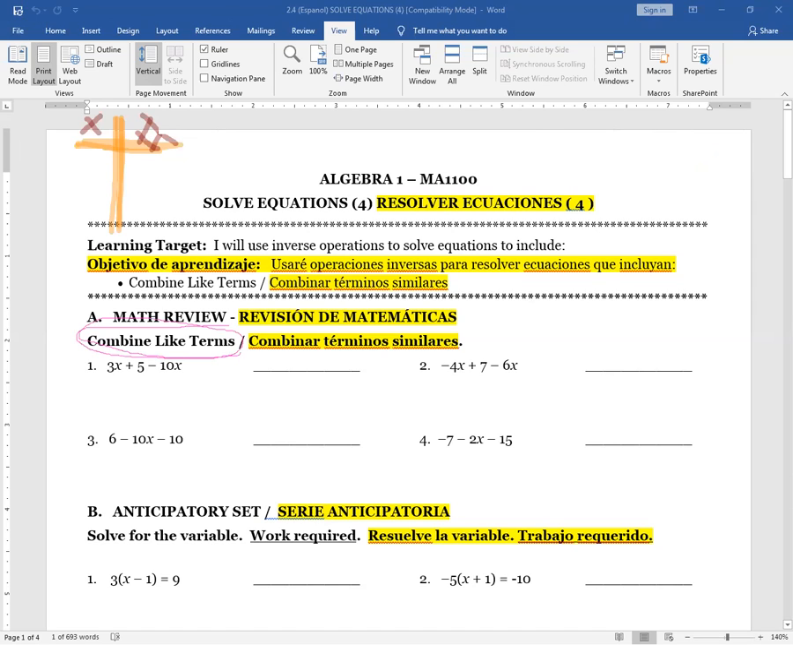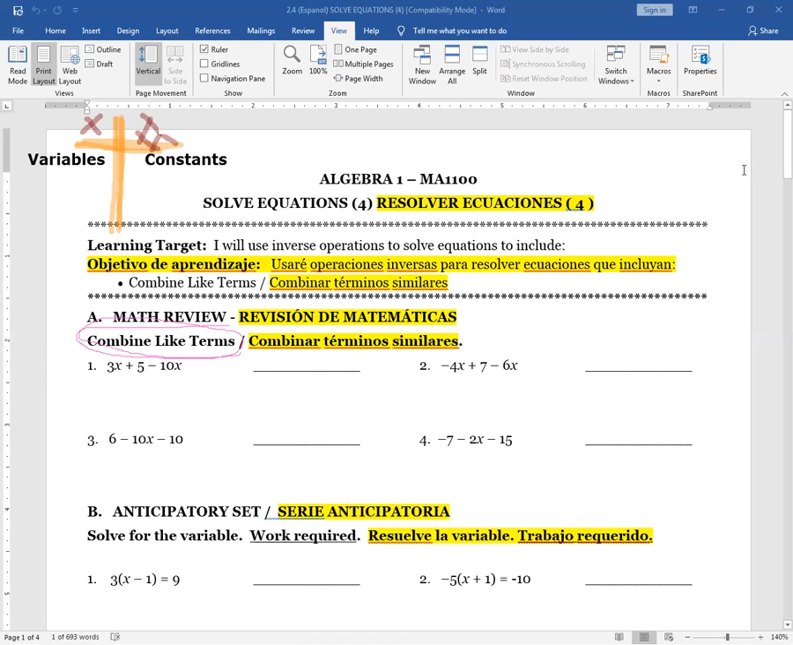So this side is called the variables, okay? And then this side, they're called the constants. So we have the constants and we have the variables. The variables are on the letter side. The letters are called the variables. The numbers are called the constants.